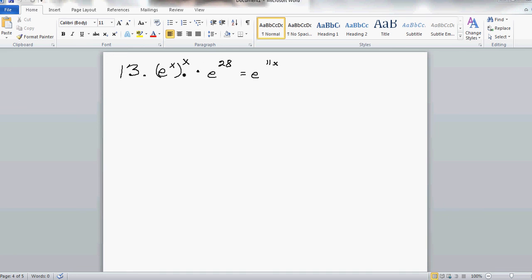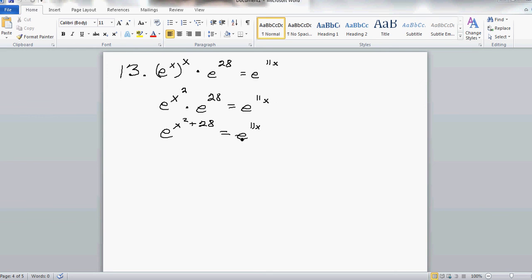First of all, e to the x is e to the x squared times e to the 28th equals e to the 11x. Once again, we still need to get rid of the two e's on the left side, because in order for us to solve these equations, we need to have the same base but only one base on each side. Remembering the rules, when the bases are the same, we do not multiply the exponents, we add them. So this becomes e to the x squared plus 28 power equals e to the 11x.